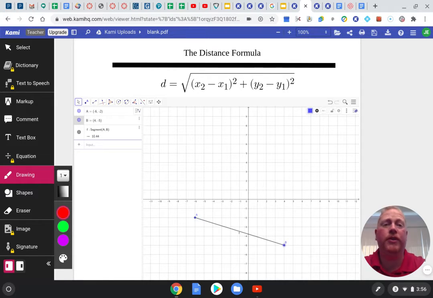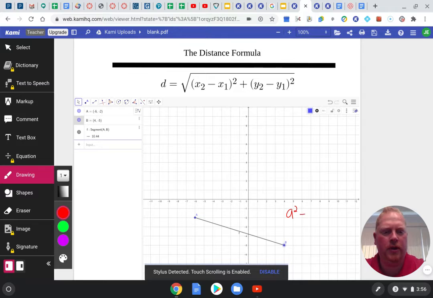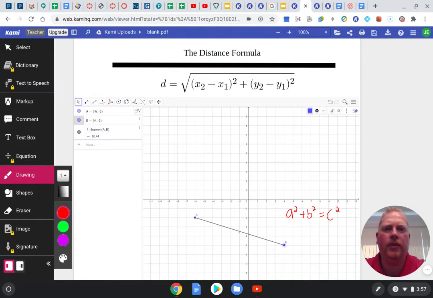All right, here we're going to do the exact same thing, or actually I could show you something a little bit different. The way that the distance formula was derived is based off of the quadratic formula. Sorry, not the quadratic formula, the Pythagorean theorem, which is a squared plus b squared equals c squared. And so what they did was they said, okay, if I've got this slanted line, I can make a right triangle out of that.